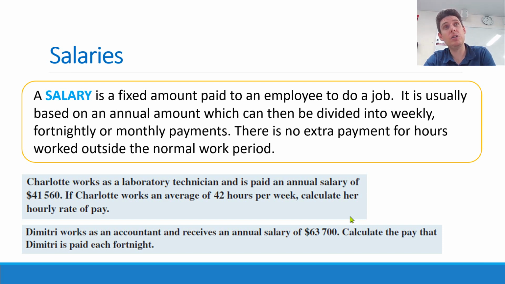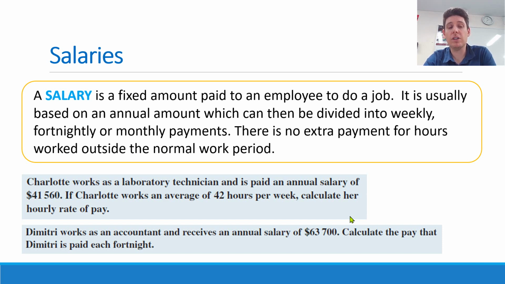So as you possibly know, a teacher like myself does a lot of extra work and we don't get paid any extra for that work. Sometimes we will get overtime pay, but it's very rare. So I've got a few more examples. This time Charlotte, she's getting paid an annual salary of $41,560. So if she works 42 hours a week, calculate her hourly rate of pay.